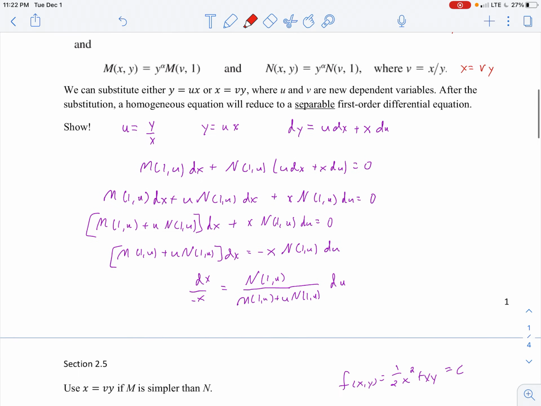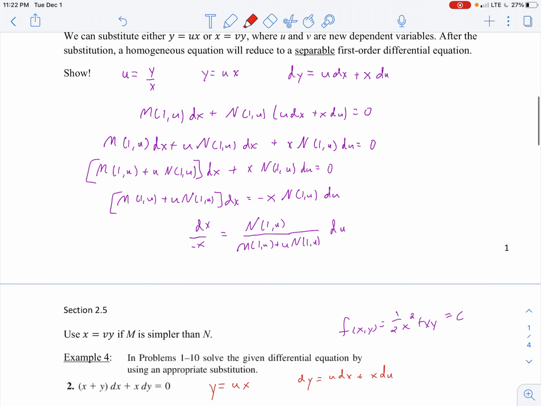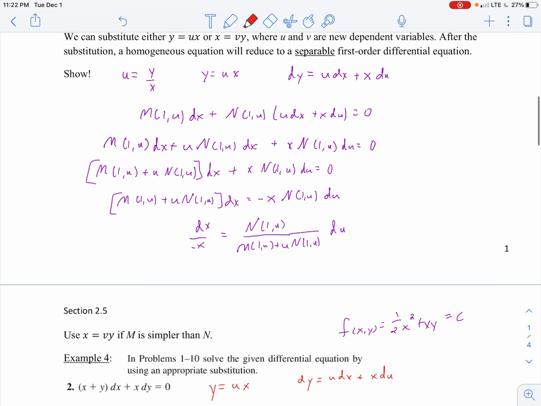So I'm going to treat all these problems this way. Now, one way to know whether I should use x equals vy or y equals ux is whatever's simpler. If M is simpler than N, you're going to use x equals vy. If N is simpler than M, then you're going to use y equals ux. And that's how it works. All right.